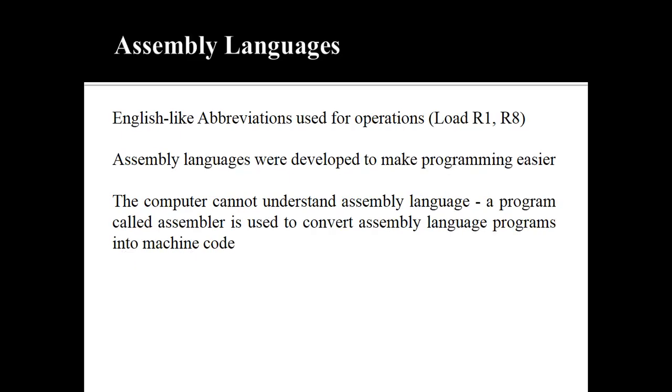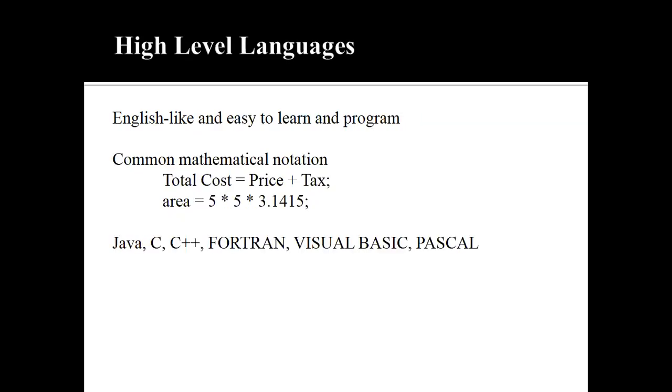So in machine language, the code is already in binary. However, in assembly language, the code is in English words or characters, and that code is translated into machine language with the help of an assembler. After that, we have high level language, which is also English-like and very easy to use to write any program to perform a specific task.